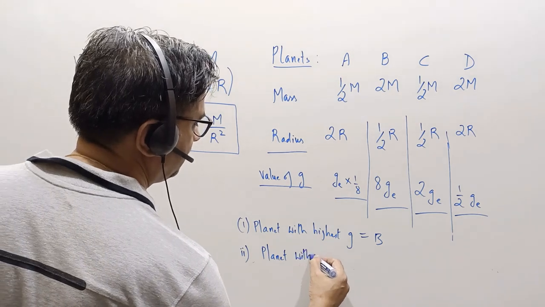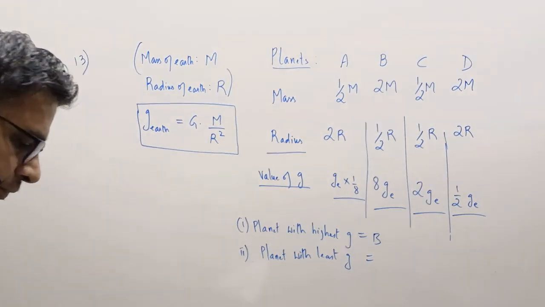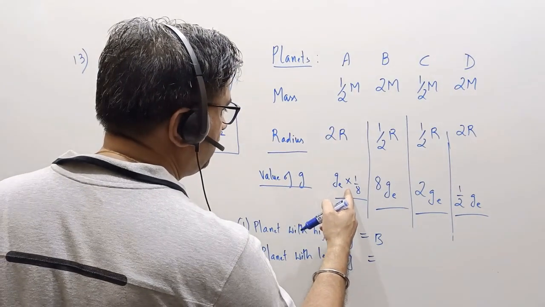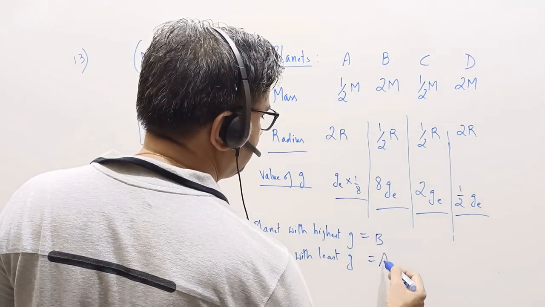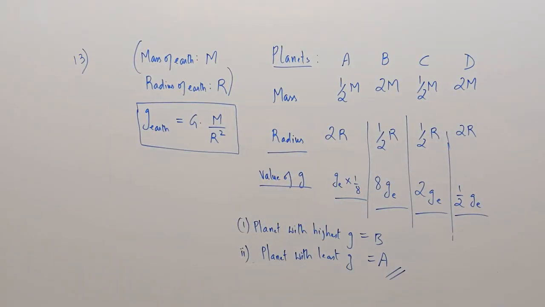And the planet with the least g, the planet with the least value of g is 1 by 8. This is only 1/8. So this is planet A. This is the answer for question number 13.